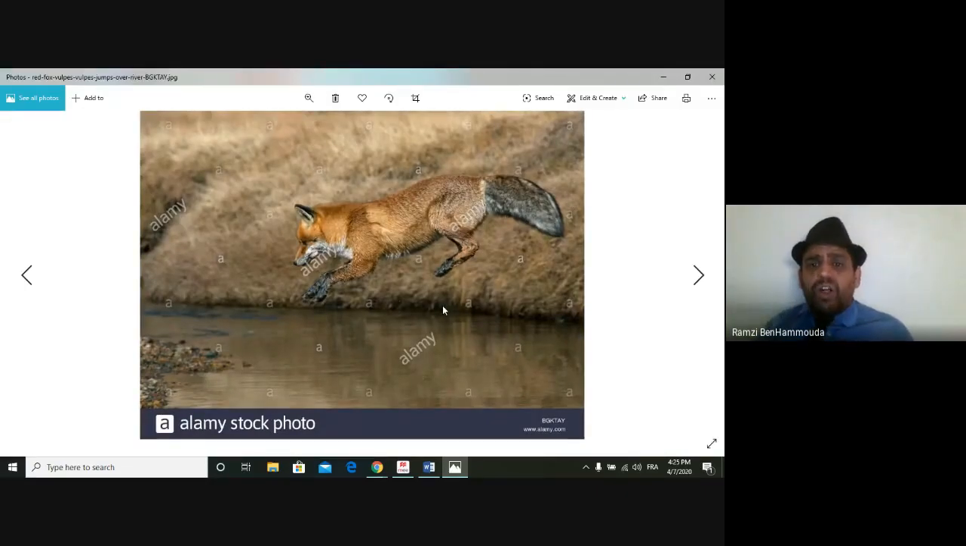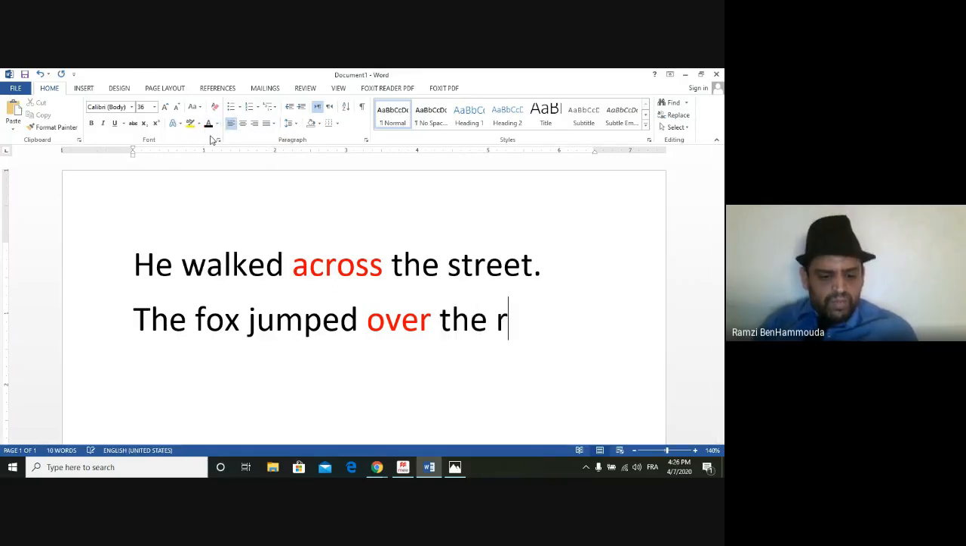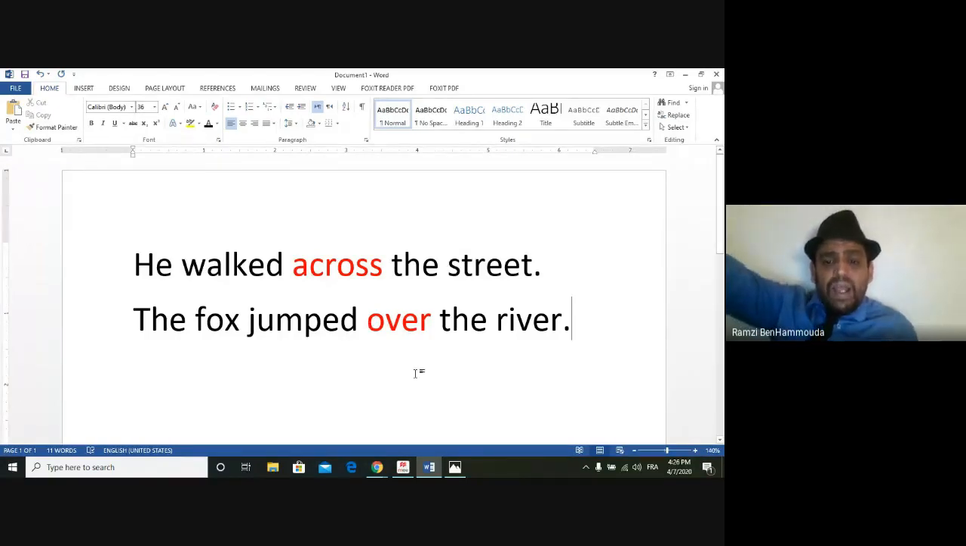Look at this fox. This fox is jumping and he doesn't like to land on the water, so he's going to stop on the land. So I said the fox jumped over the river. Over. Okay, he will not be in the water, he will be on the land, so I say over the river. I'm gonna write it. The fox jumped. Gonna change the color. Over. Back to the black. The river. Full stop. The fox jumped over the river. The fox doesn't like to be in the water. Okay? So he jumped over the river. Over. He's going to land. He's going to stop on the land.